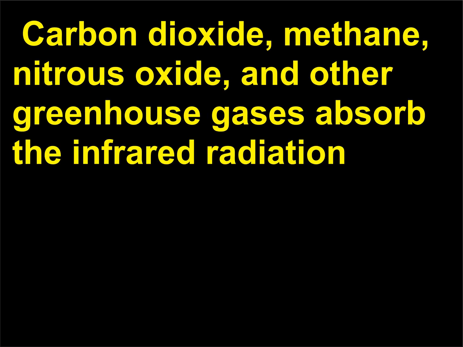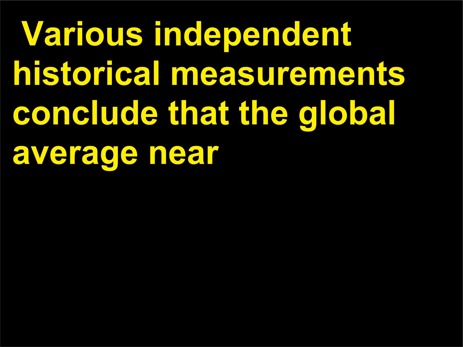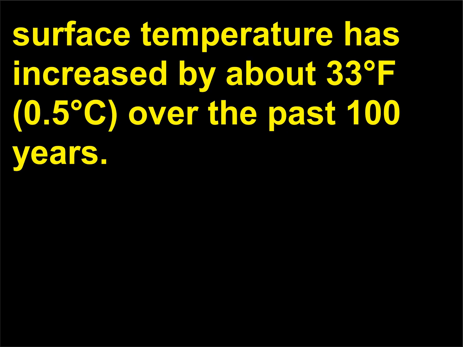Carbon dioxide, methane, nitrous oxide, and other greenhouse gases absorb the infrared radiation rising from Earth and hold this heat in the atmosphere instead of reflecting it back into space. Various independent historical measurements conclude that the global average near surface temperature has increased by about 33 degrees Fahrenheit (0.5 degrees Celsius) over the past 100 years.